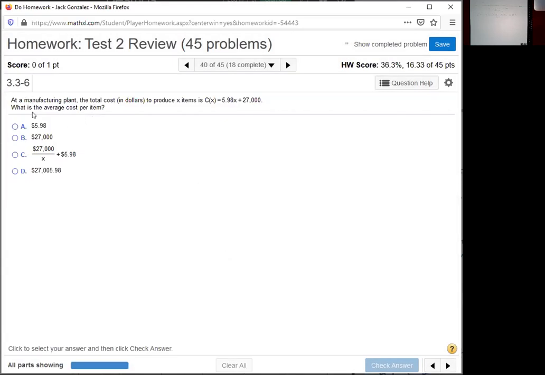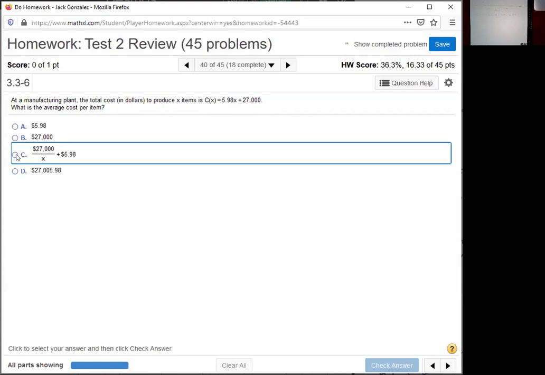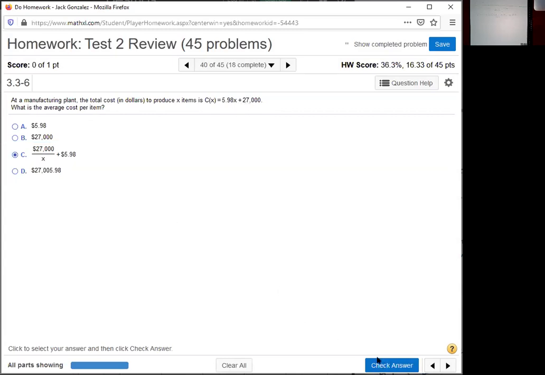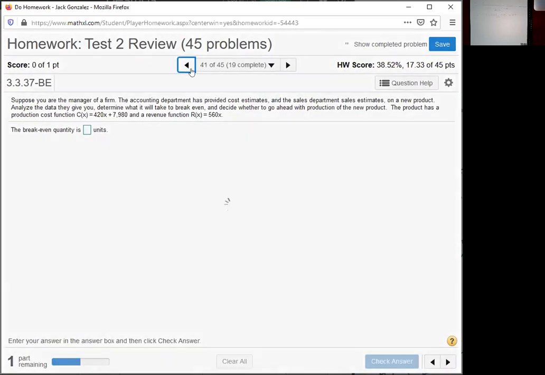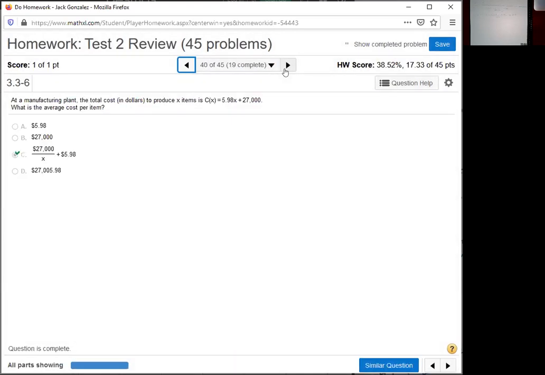This is the same. Let's see, manufacturing total cost. What is the average cost per item? Well, if you divide both by x, you can end up with C. Because this divided by x cancels the x. 2,700 divided by x, well, stays right there. Should do this. Any questions on 40? Okay.